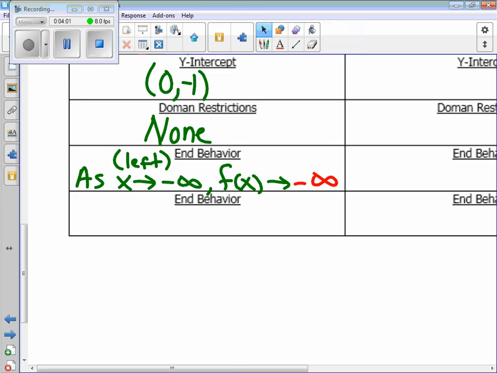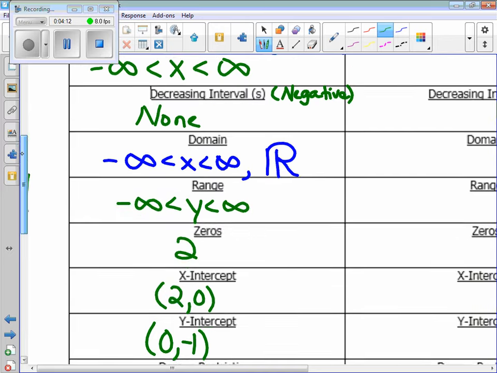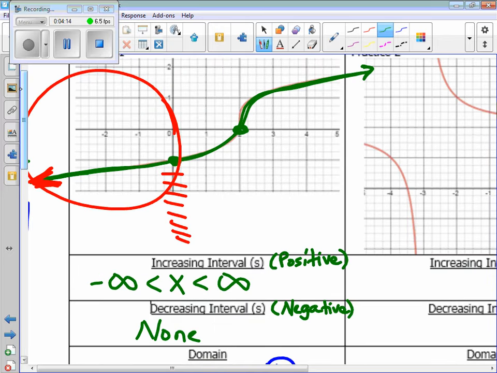And then we can talk about the other side. As x goes to positive infinity, the y values go to, let's look at the graph. So I have the right side of the graph. As I'm getting positive, bigger and bigger x values, the graph is also going up. It's going up to positive infinity.